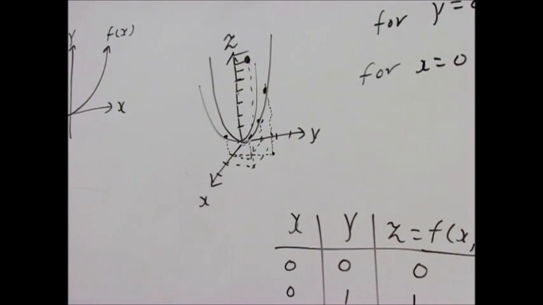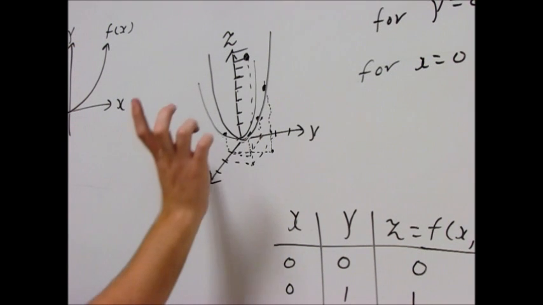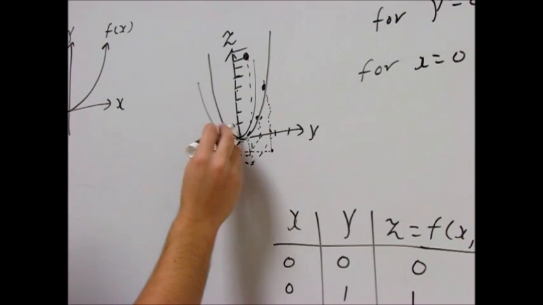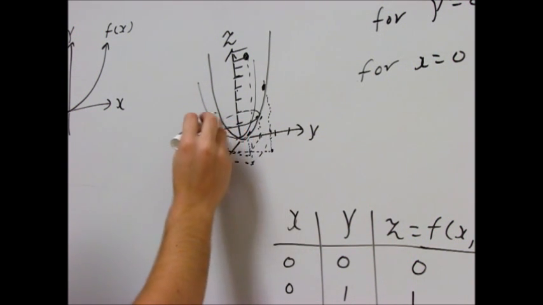And so we can realize what this might look like. It's just sort of a parabola rotated, called a paraboloid. So we can imagine it just looks sort of like this.